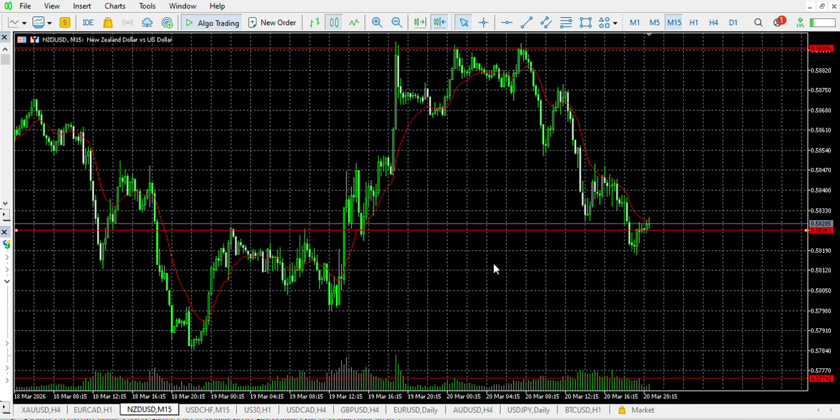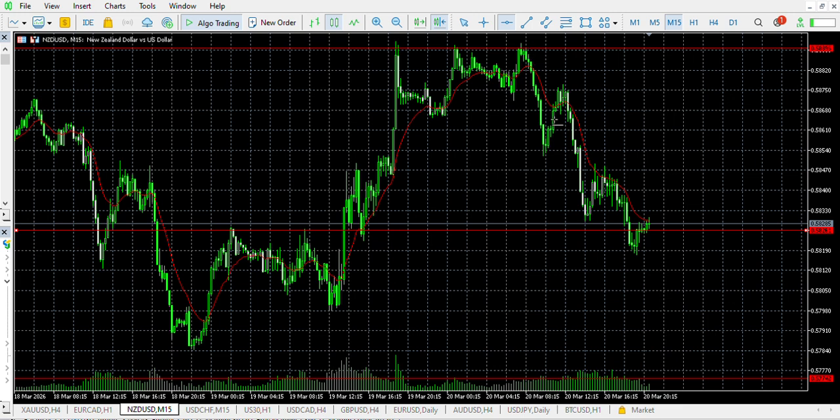So let's see the simple strategy. A simple strategy of a break of structure, retracement, and a continuation. So we have these zones. The first zone is here. The second zone is here. This is the supply zone, and this is the demand zone.